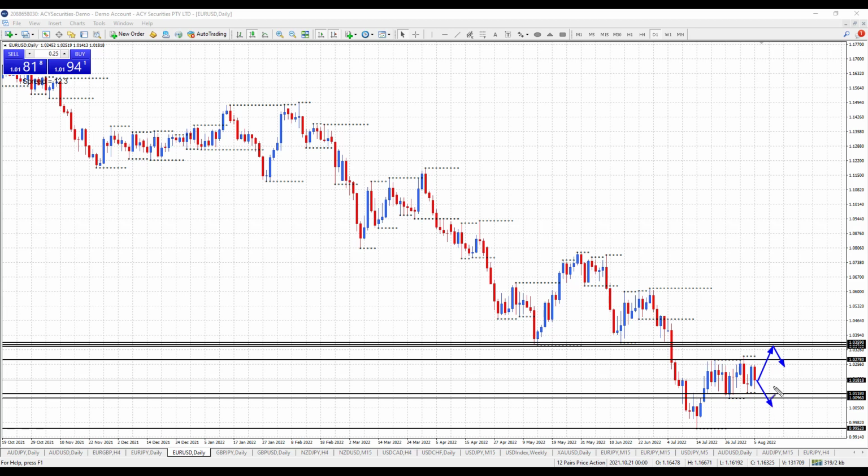Alright, I'd love it to get higher. Overall the long-term trend on the euro dollar is down, but I'd love it to get higher up so that you can sell at a higher price for the next move down long term.